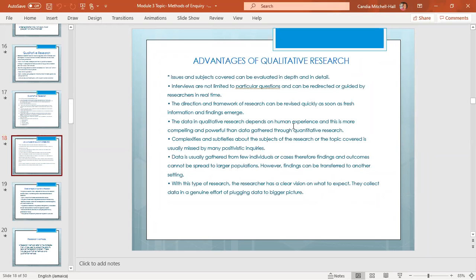Now, another one that I will look at in terms of an advantage is that data is usually gathered from few individuals or cases. Therefore, findings and outcomes cannot be spread to a larger population. However, findings can be transferred to another setting. So that is one of the things. Most of you will do interviews, you'll tend to use very small groups. So your group or your focus that you're using, you can, I wouldn't use the word manipulate, but you can control. Control is the correct word. Control your group for the qualitative research.